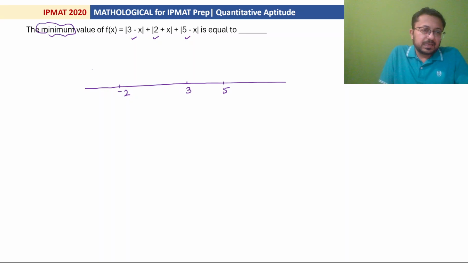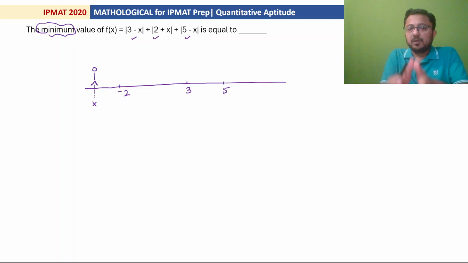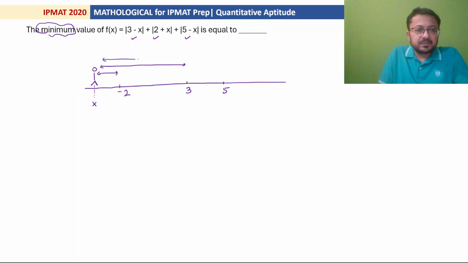So for example, अगर x is at this point, ठीक है, let us say x is a person. So if x is at this point, this is equal to x. So we have to sum the distances of x from -2, from 3 and 5. So this will be first distance, this will be second distance, and this will be third distance.